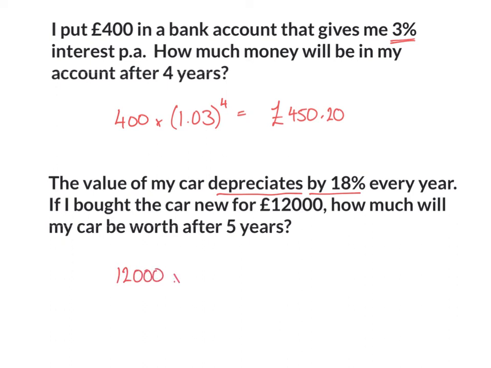What's our multiplying factor now? Just need to be a little bit careful here. If it's going down by 18%, so if I start with 100% and go down by 18%, I have 82%. And as a decimal, 82% is 0.82. That's our multiplying factor. And we're not doing this just for 1 year, we're doing this for 5 years, so it's to the power of 5. And again, we can put that straight into our calculator, just like that.